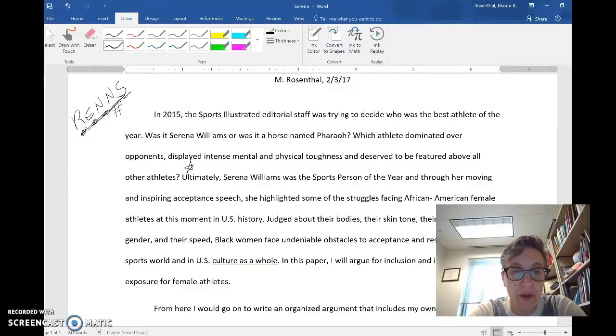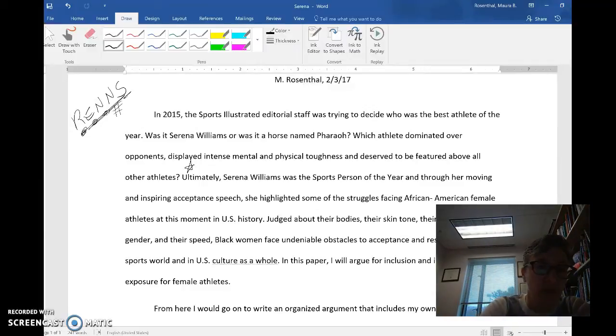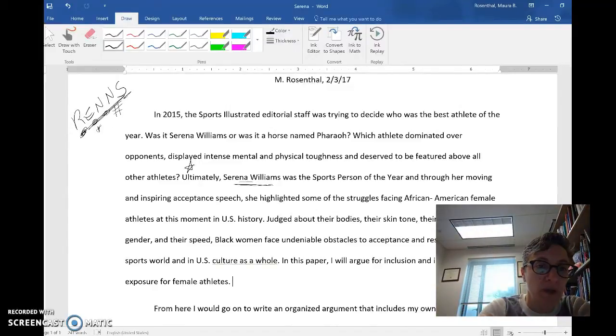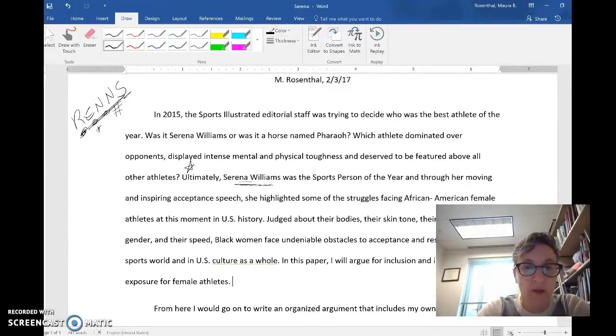But for this example, looking at the Renns test, what I would look for in this paragraph and probably the next one: what are the reasons I'm using Serena Williams as a deserving recipient of the 2015 Athlete of the Year? What examples am I showing in my paragraph? How am I using proper names? Am I using numbers at all? And then senses. Senses would be something like the smell of fresh cut grass in my writing or something like that.